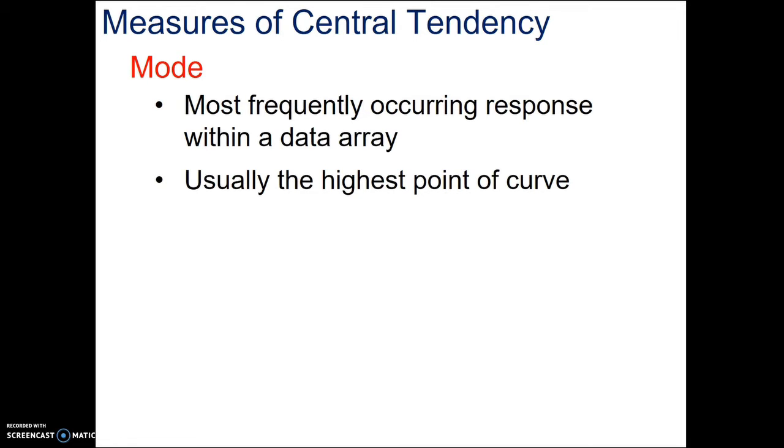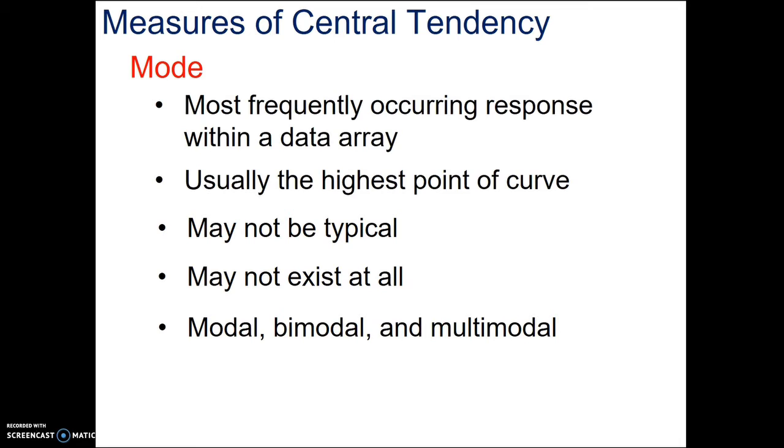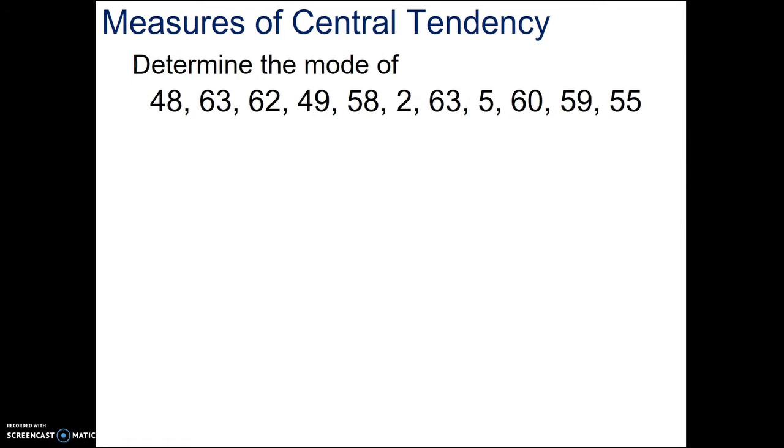If we were to make a frequency graph, and we'll talk about what that looks like in a histogram, usually that is the highest point of the curve. And we'll talk about what modal, bimodal, and multimodal might represent. So let's say we have our data set that we originally were working with. To determine the mode, all we have to do is look for that value that is repeated the most. And as I look at everything, it looks like 63 is really the only one that is repeated inside of there. So the mode of my data set would be 63.